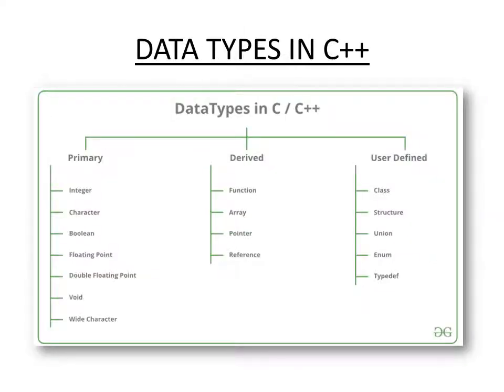Now these are the sets of data types that we use in C++. First one is primary or fundamental data types. From fundamental data types we get derived data types, and the other is user-defined data types. Now let's look into each of them further in detail.